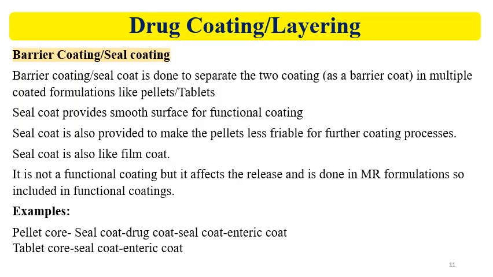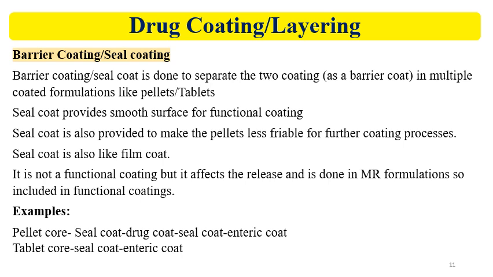After drug coat, film coat is generally applied to protect the coated drug. Then, after drug layering, comes barrier coating, also called seal coating. This is done mainly where multiple coatings are there, and this barrier coating or seal coating is done to separate the two coatings as a barrier coat in multiple coated formulations, whether it is tablet or pellets. Seal coat provides a smooth surface for functional coating. So the barrier coating or seal coating is done to have a smooth finish for the further coating process. Seal coat is also provided to make the pellets less friable for further process.